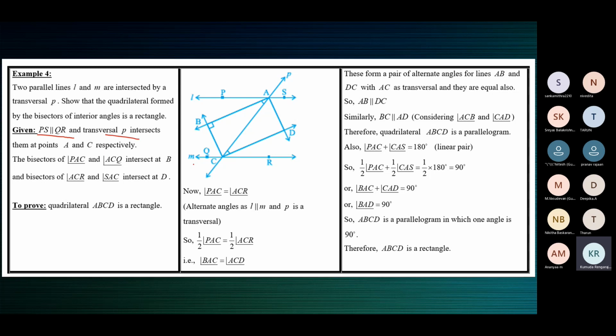And transversal P intersects them at points A and C respectively. Transversal P intersects PS at A and QR at C respectively. PS is parallel to QR and transversal P intersects PS and QR at A and C respectively. Okay, so this is given.